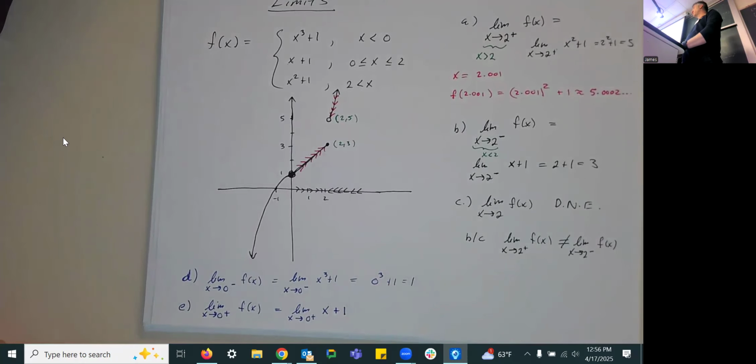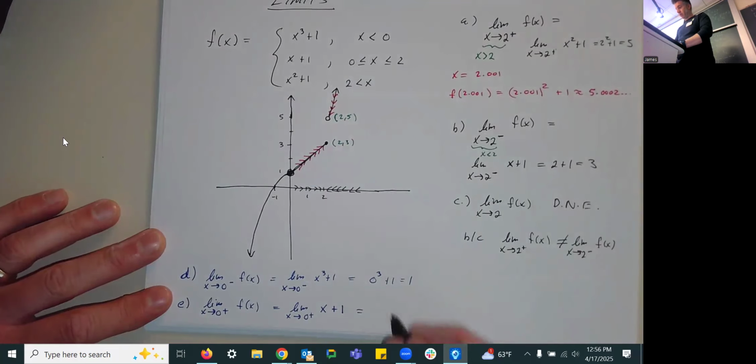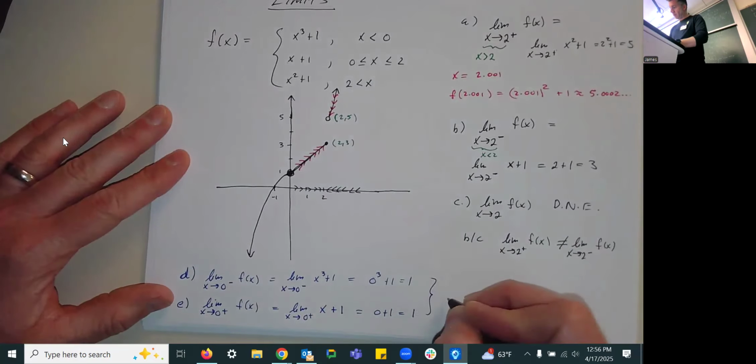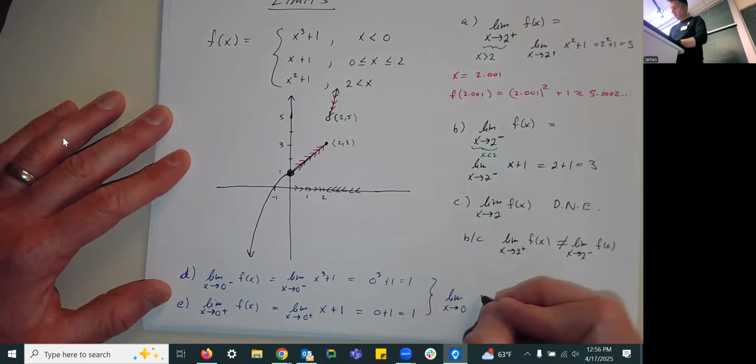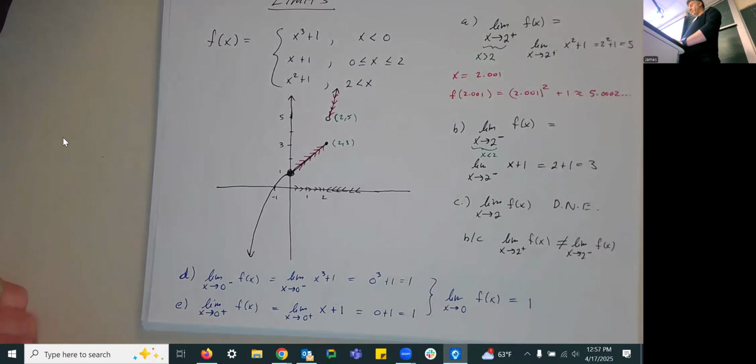The piece you should be using there is x plus 1, because that's where x is just to the right side of 0, where x is bigger than or equal to 0. Then we can plug in the 0, and you get 0 plus 1, which is equal to 1. Since both the left-hand limit and the right-hand limit as x approaches 0 give us the same value, the limit exists. So the two-sided limit of f of x as x approaches 0 is indeed equal to 1. If the left and the right limit have the same value, then the overall limit is equal to that same value.